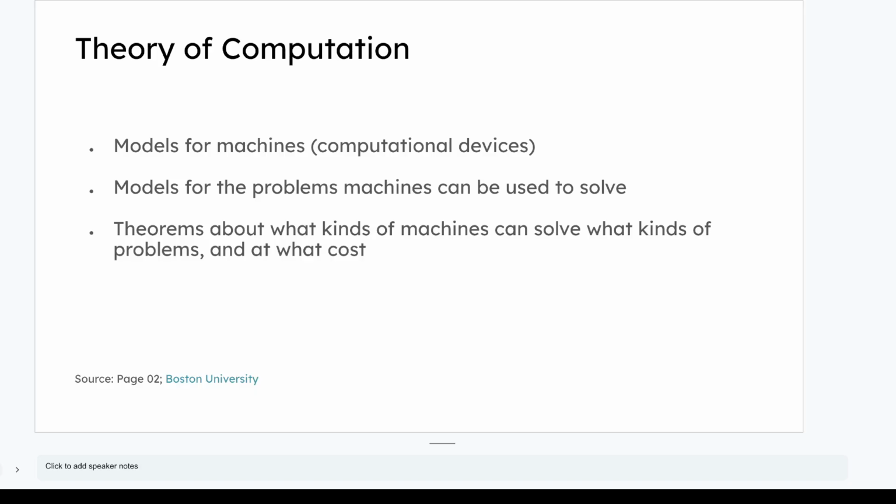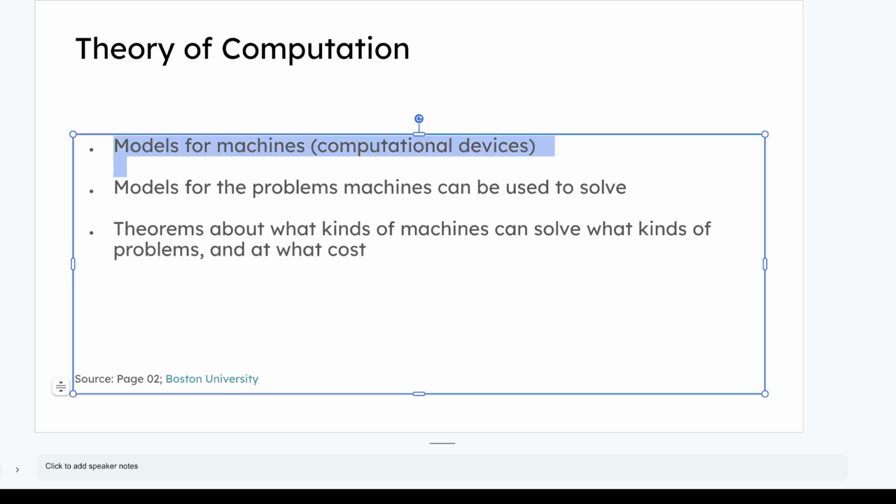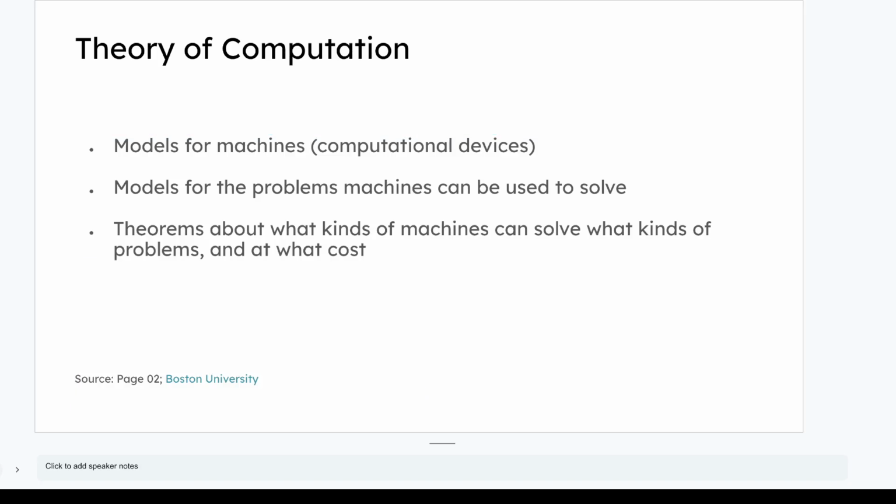Now, in this course, mostly we study these things. We make mathematical models, that is, computational devices, and we execute algorithms on those models. If you have studied algorithms, you might have heard about something called the RAM model, the random access machine model. So various computational models are designed mathematically and algorithms are executed on these machines, right?